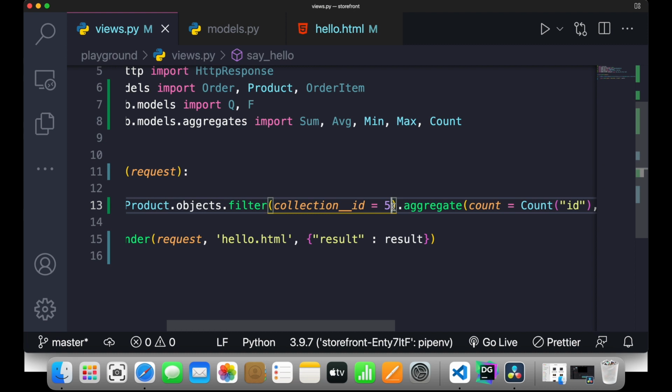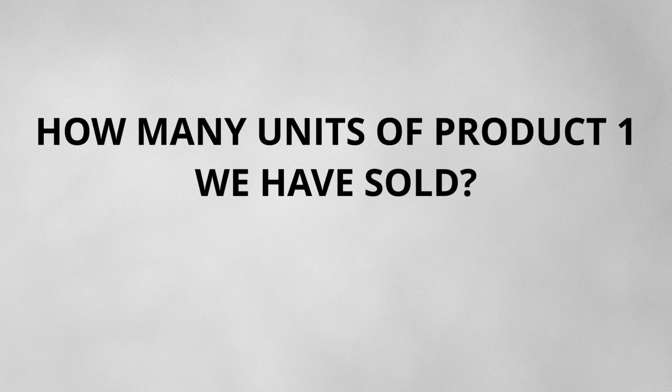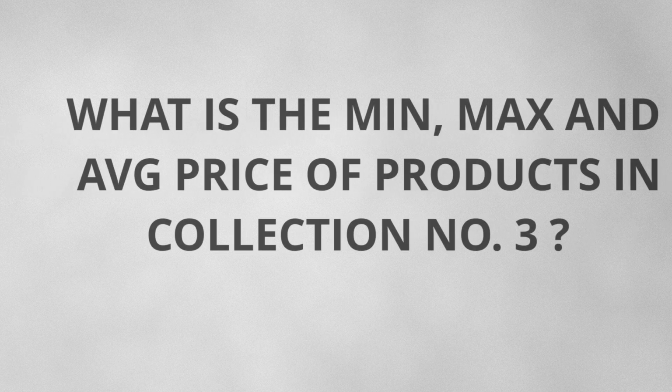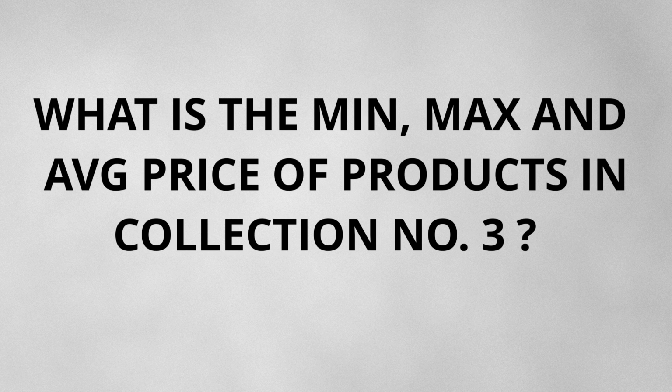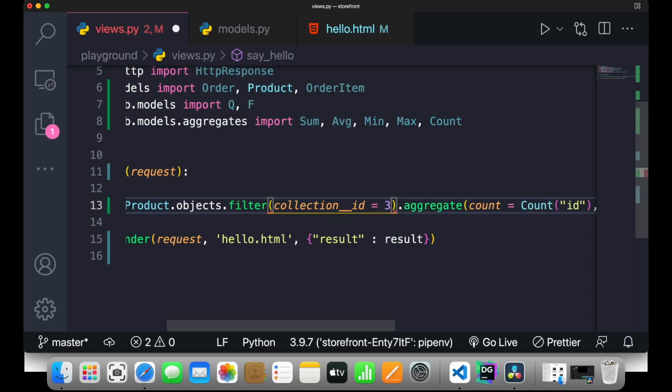Now I have one exercise for you, so you just try it out, and if you are not able to solve it, just come back to me and see my solutions. The exercise is to write code for the following. First, how many orders do we have? Second, how many units of product 1 have we sold? Third, how many orders has customer 1 placed? And fourth, what is the minimum, maximum and average price of products in collection number 3? Collection number 3 we just saw, so that particular code has already been shown to you. Based on this you can find out the other 3.